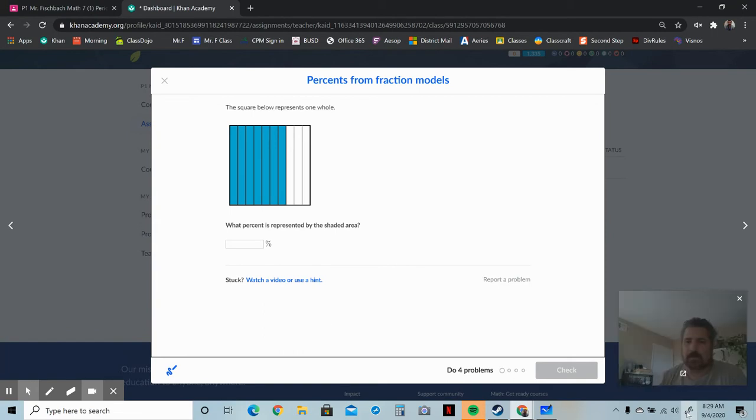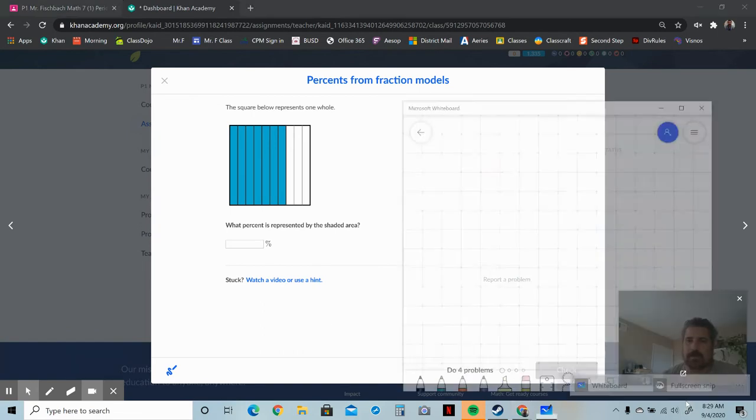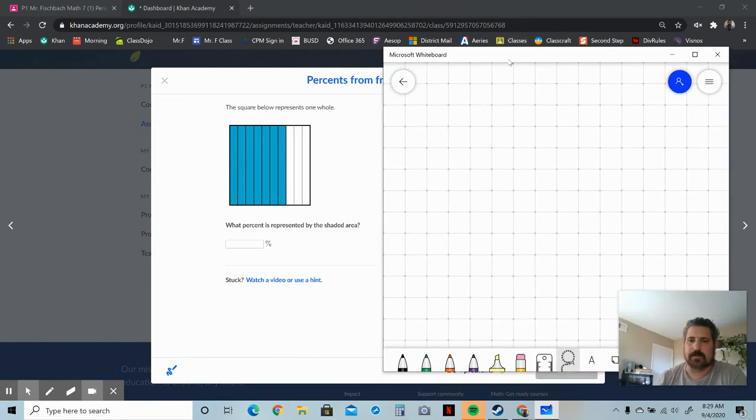I'm just going to use a little digital whiteboard here to help us. So that means it's 7 out of 10, and it says what percent is that? Remember, percent means per 100. Per means for every, and cent is a suffix or prefix that means 100. So it really means for every 100. So we're asking what is an equivalent ratio out of 100 for this?